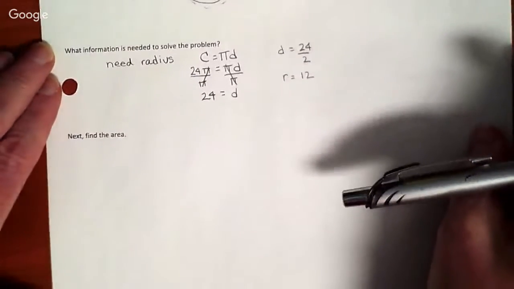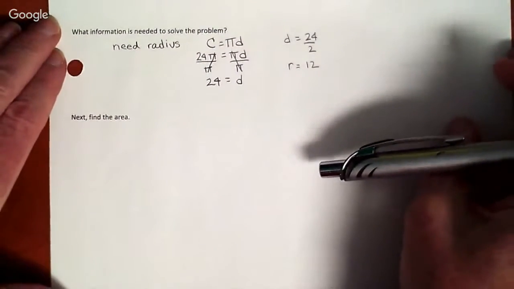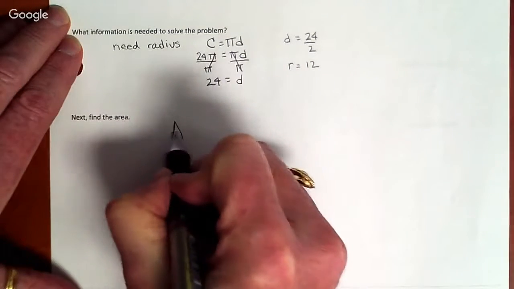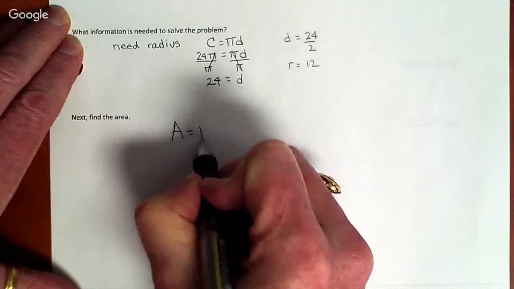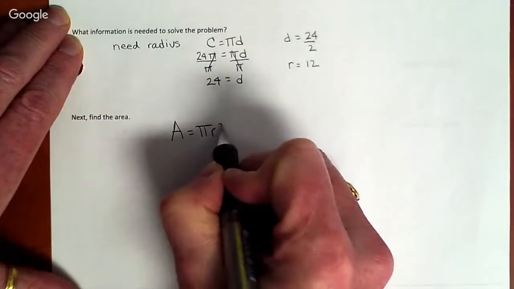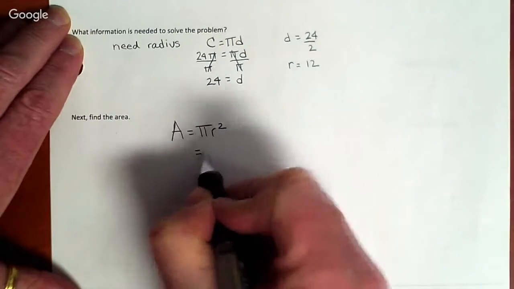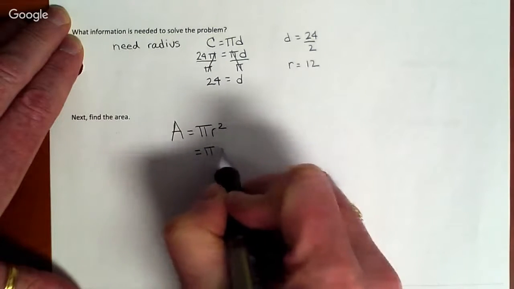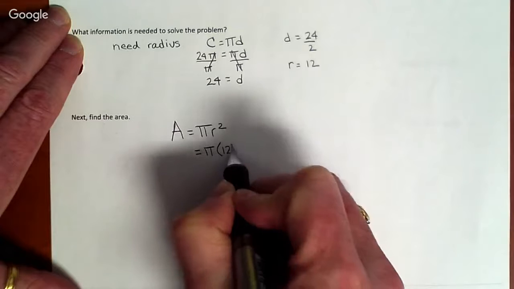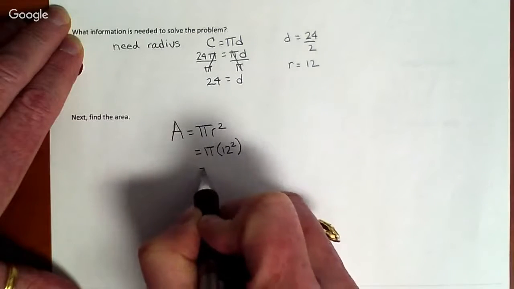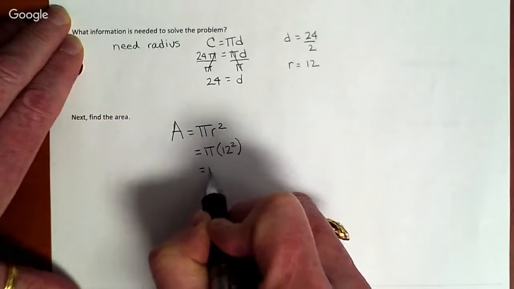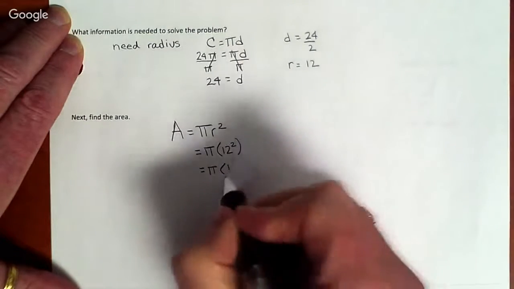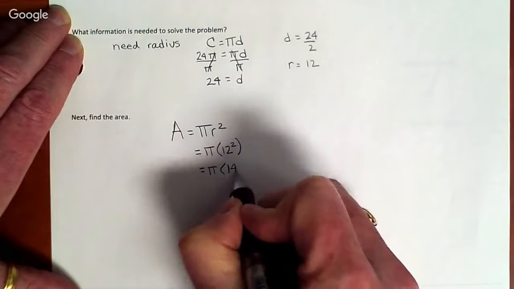So now to find that area, we have area equals pi r squared. So our radius is 12. So pi times 12 squared. 12 squared is 144.